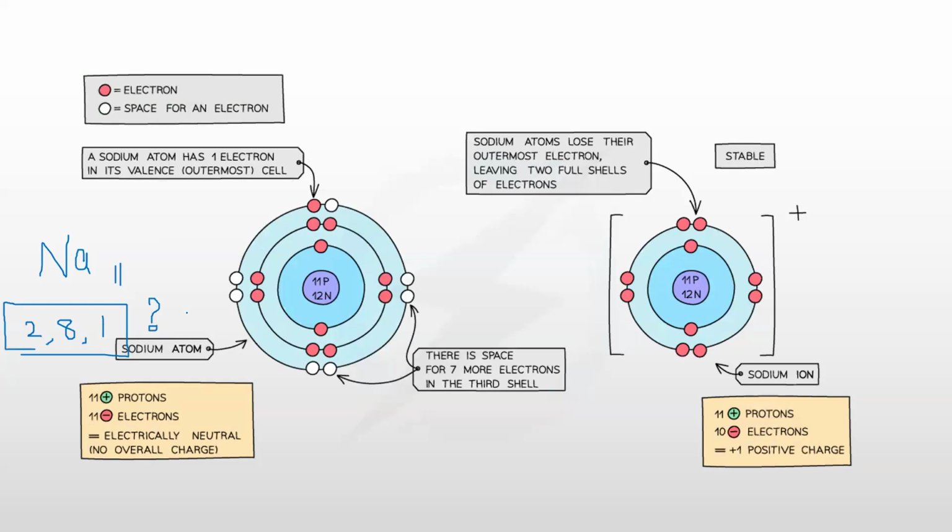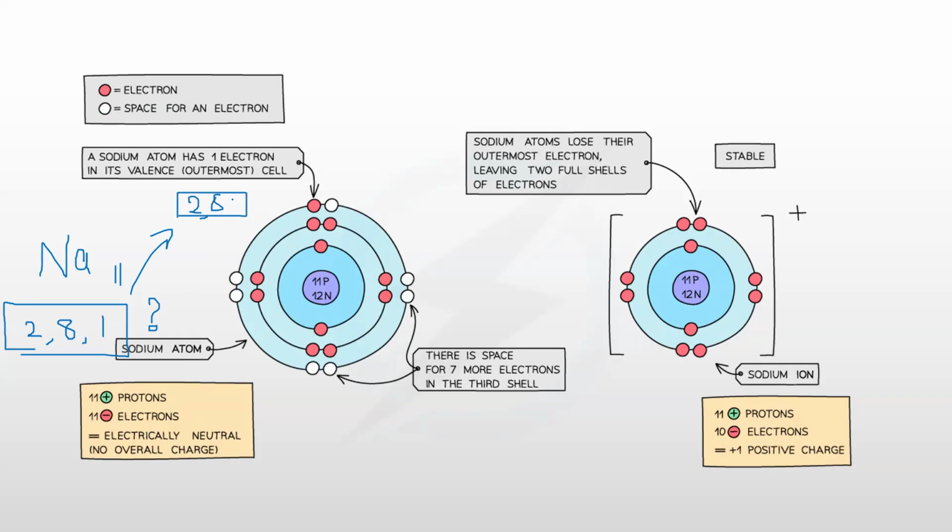2, 8, 8? Nothing, it wouldn't gain or lose? Why? Is the outermost shell complete? Wait, no. It would lose one. So it will be positive one. Good. It would be positive one. Okay. And now its new electronic configuration would be 2, 8.